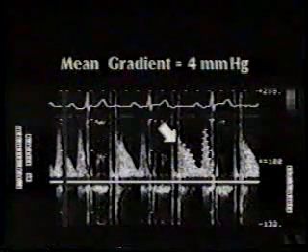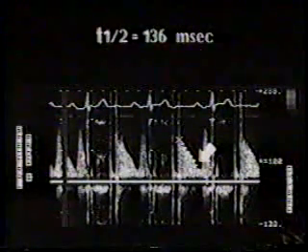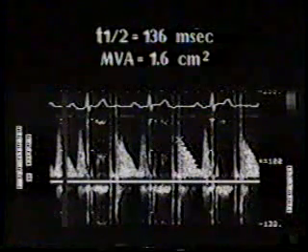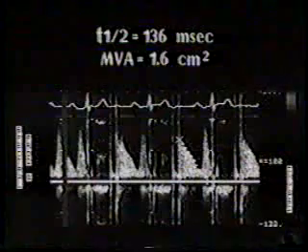The velocity spectrum has been traced, and the resultant mean gradient is 4 millimeters of mercury. The deceleration slope has been traced, yielding a pressure half-time of 136 milliseconds, which equates with a mitral valve area of 1.6 square centimeters.